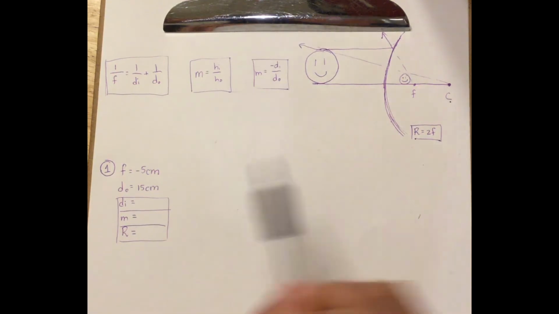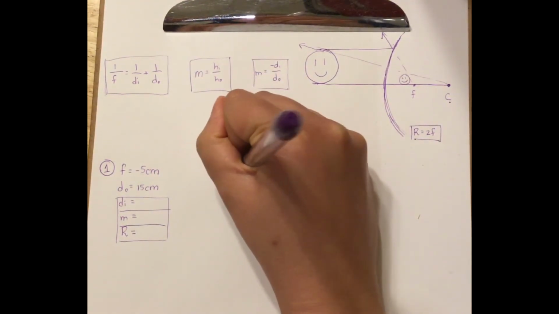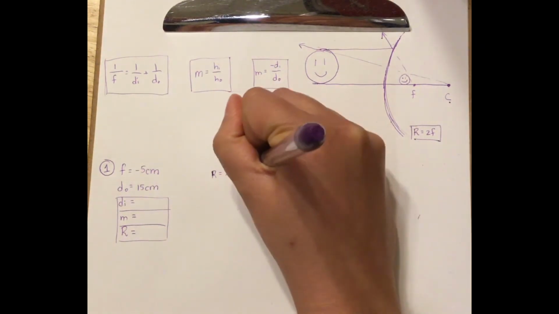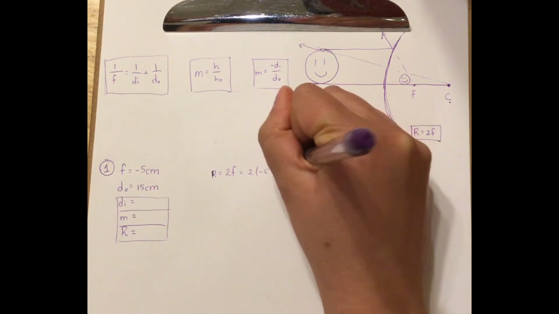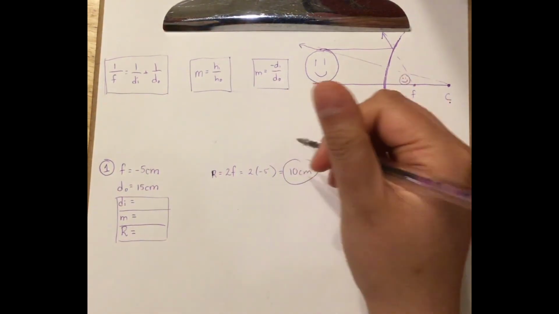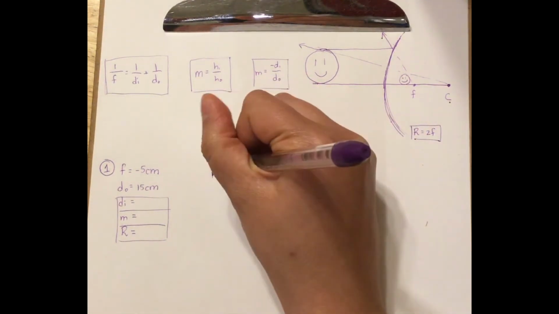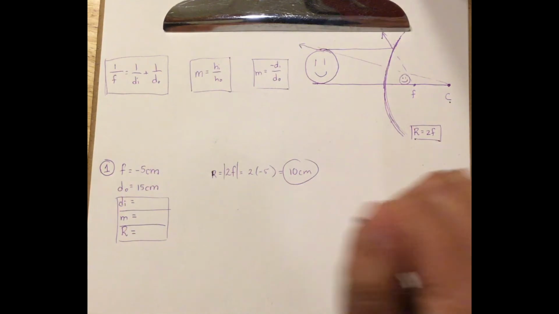Let's do the radius of curvature one. The radius of curvature is twice the focal length. So in this case, the radius of curvature is 10 centimeters. And you can call that negative 10 if you want. Normally, radius, we keep it as positive. Normally, we like absolute value this, but not a big deal. It's 10 centimeters.